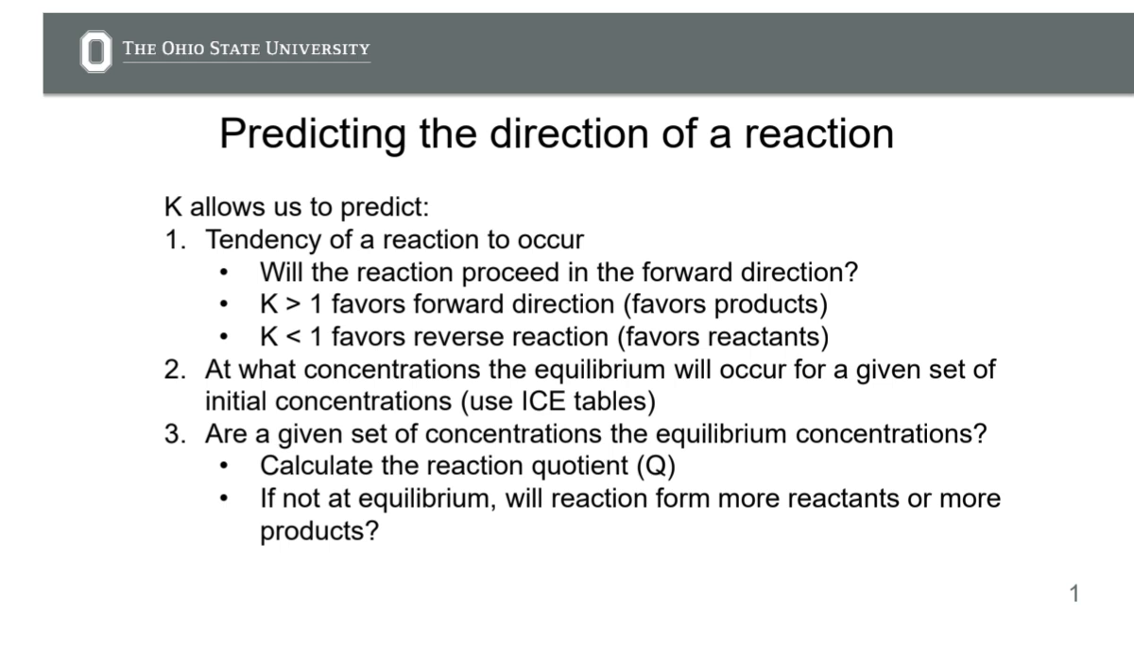We have a large value of K, and then there's going to be product favored. It favors the forward direction as written. If K is less than 1, it favors the reverse direction as written, which means that it's reactant favored.